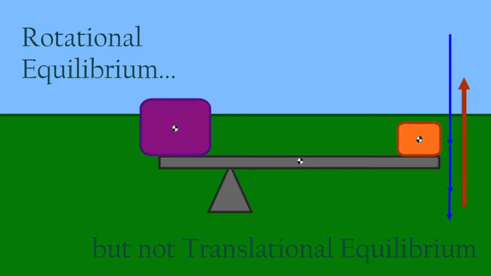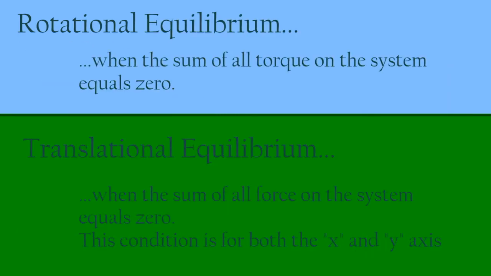Now let's take a look at a very particular problem. Actually, before we do that, let's take a look at the definitions of these two. Rotational equilibrium, when the sum of all the torques on the system is equal to zero. Translational equilibrium, when the sum of all the forces on the system equals zero. By the way, on translational equilibrium, there are two directions which force can act, so you want to make sure that the x and y axis are all in translational equilibrium.